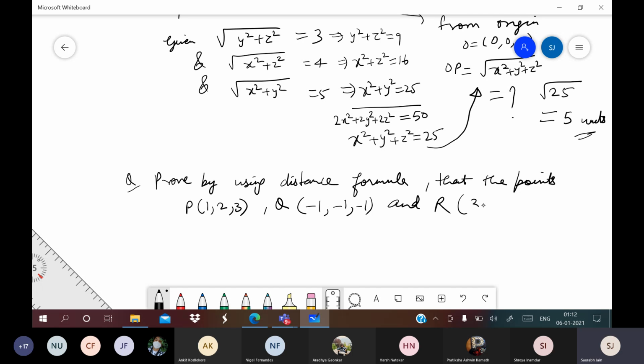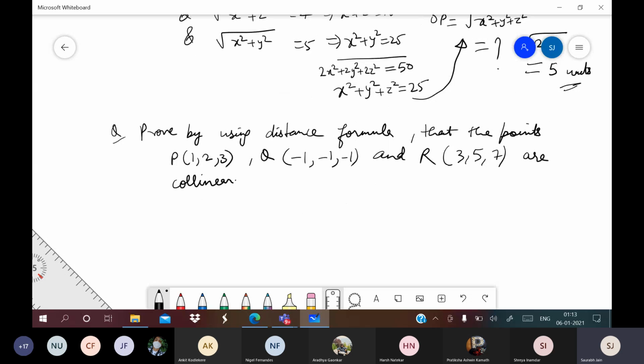Next is R, this is (3, 5, 7). R collinear. So by distance formula, you have to prove that 3 points are collinear. Can anyone tell me how you are going to do this? How will you use distance formula to show 3 points are collinear? Anyone?